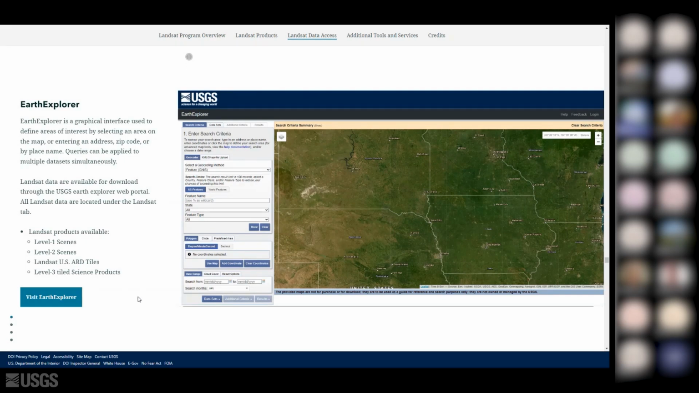Earth Explorer is a graphical interface used to define areas of interest by selecting an area on the map. So as you can see here, you can click and drop pins. You can drop one or multiple to cover an entire area. And then you can also decide what time interval you would like to look at data for. Landsat products that are available in this data portal are our level 1 scenes, our level 2 scenes, our Landsat US ARD tiles, and our level 3 tiled science products.